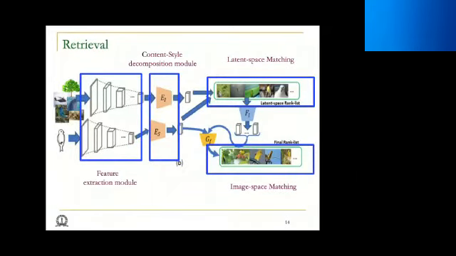So during retrieval, essentially you have a query, you have a sketch. It again goes through the feature extraction part, it goes through the embedding part, and you can match it both in the content space as well as in the image space, right? There are more details, but I just tried to give you an overview.